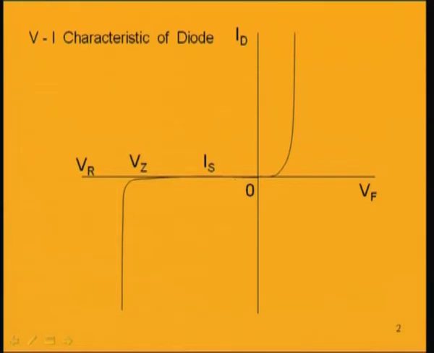Now, let us concentrate on the reverse bias condition. So, when the reverse bias voltage that is applied across the PN diode is increased, current does not increase significantly. Whatever little current flows is called the reverse saturation current IS, and this is due to the minority carriers present in the diode. Even though we increase the reverse bias voltage, the current does not rise significantly.